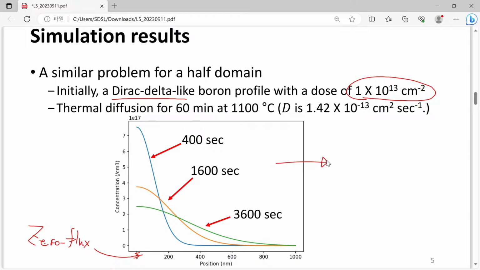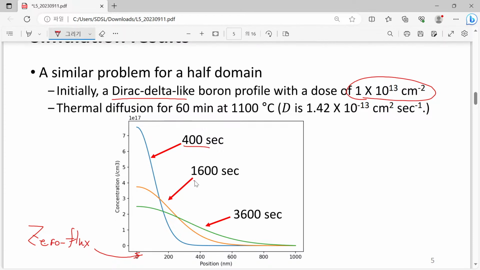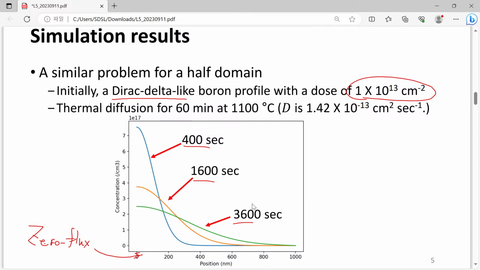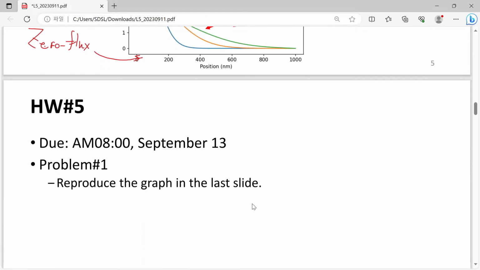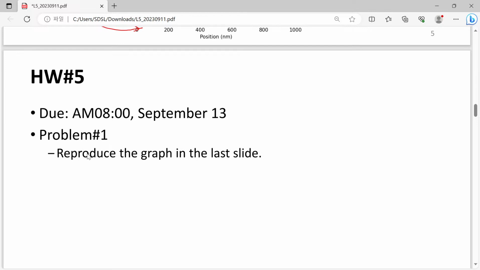Are you with me? So you are now looking at the solution after 400 seconds, 1600, 3600 seconds later, and you can easily find that this is corresponding to your previous solution. Take just half of it. Okay. Of course, you have to use the same parameters. So I wanted to ask you, please implement this one.